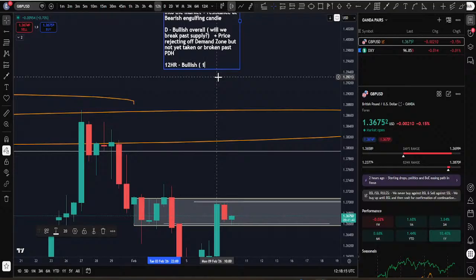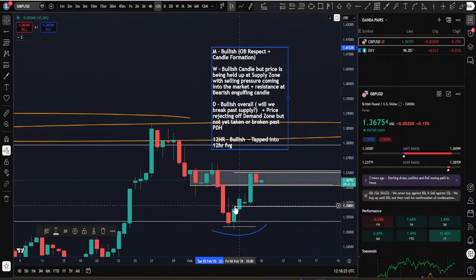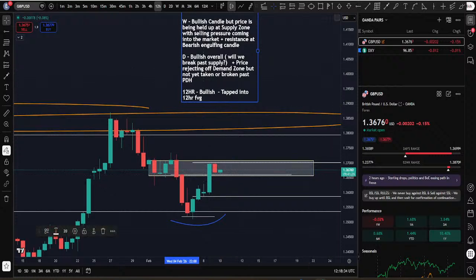Again, I would say bullish, because the 12 hour tapped into the 12 hour FVG. Okay, 12 hour FVG. The question is, are we going to continue higher? Have we been able to continue higher?